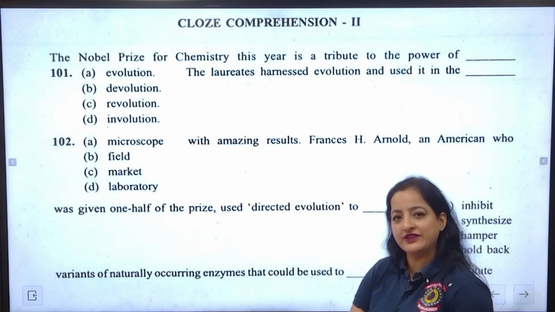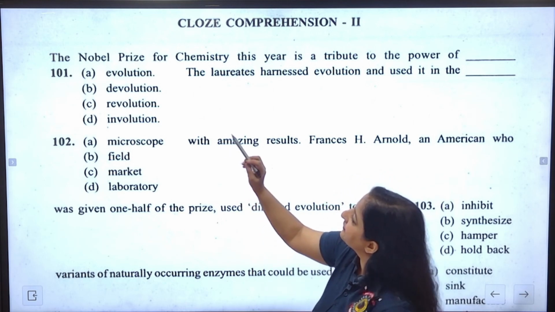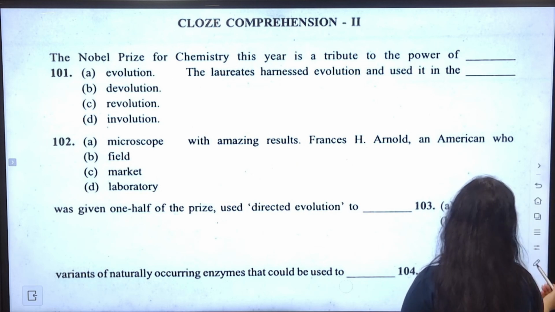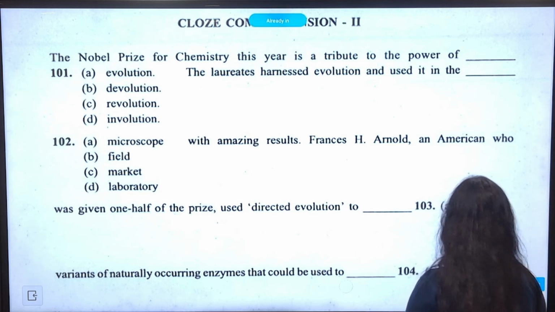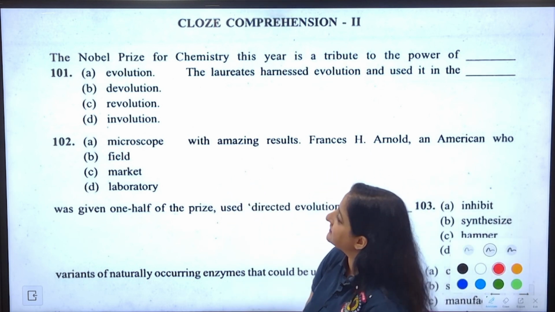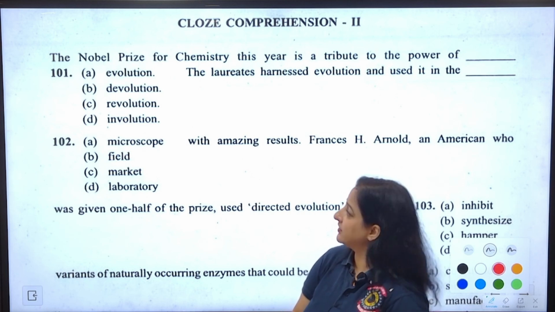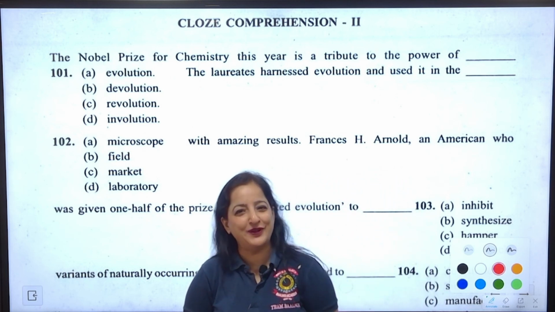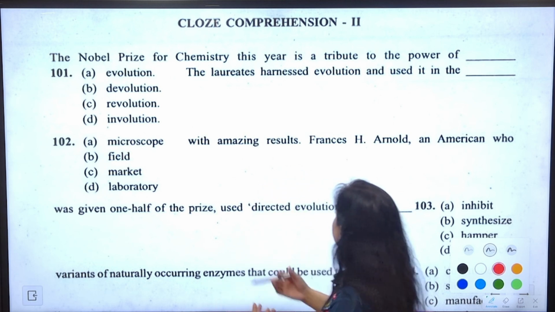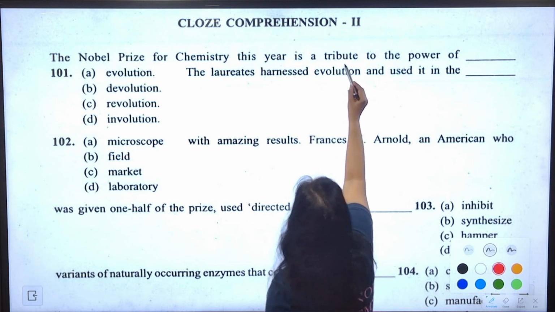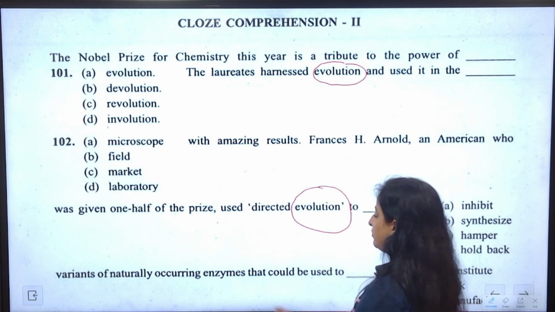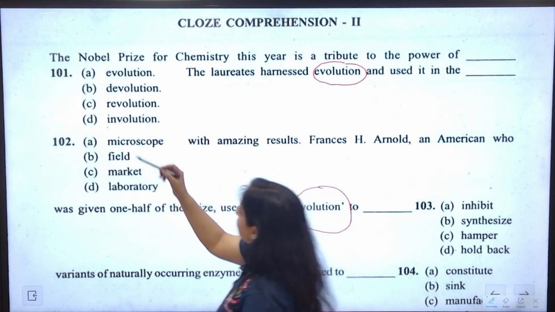So let's start solving. We have skimmed the passage. So let's read. The Nobel Prize for chemistry this year is a tribute to the power of, now power of what? What do you think is the answer? Evolution, devolution, revolution, or involution? If you say there's a tip working over here, there's a hack. I mean, look at the word evolution repeated at several occasions in the passage. So you know, okay, passage is talking about it. That is the answer, definitely.